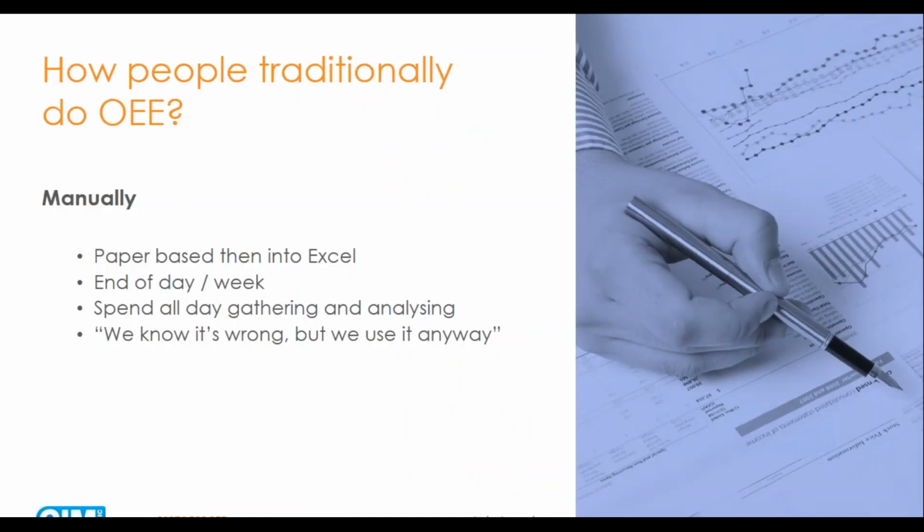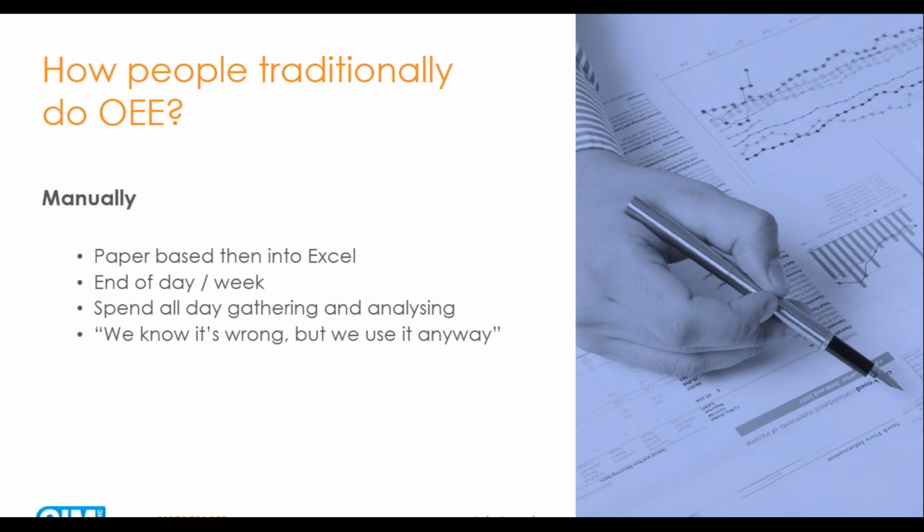So traditionally, how do people do OEE? In a manufacturing context, I would say probably if it's not OEE that's measuring, but some kind of general efficiency metric, I would suggest that probably 70 to 75% of people are still doing this as a manual exercise.